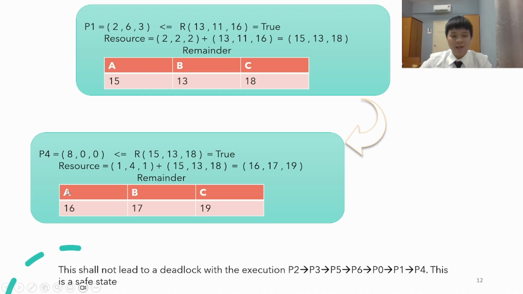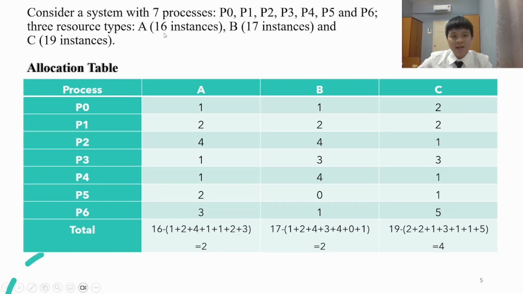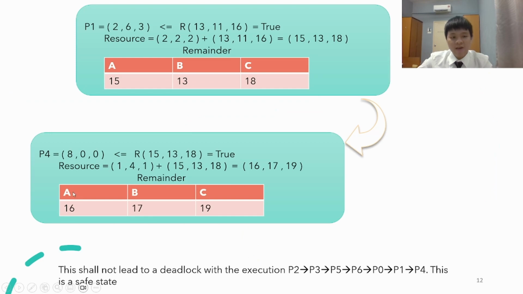If we want to check whether the answer is correct, we can find from here. If the last step after updating the remainder, it must be the same as the question. So A is 16, B 17, C 19. So here is also A 16, B 17, C 19. So we can know that our answer is correct. So we should give a conclusion. This should lead to no deadlock with the execution.